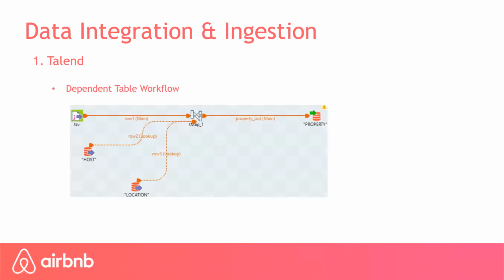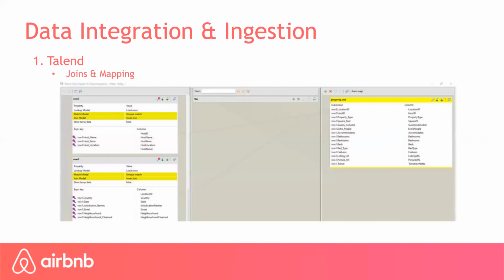Then we have some dependent tables, which are dependent on some other tables. For example, we have the property table, which has the host ID and the location ID as foreign keys. So in order to do that, we have to load the host table and the location table before that. And then we go ahead and join it with the source file, and we go ahead and load the property table. This is what the mapping looks like in the Talend workflow.